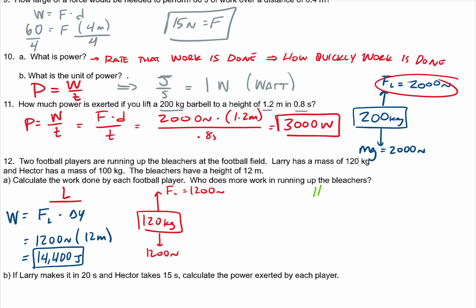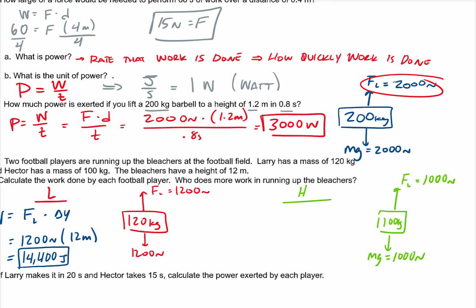Then if we look over at Hector, Hector has a mass of 100 kilograms, so his weight is 1,000 newtons, and Hector's lifting force is also 1,000 newtons. That's how much it's going to take to lift up. So if we're looking at Hector here, his work is going to be his lift force, 1,000 newtons, times 12 meters. That's how high he's going. So his work is 12,000 newtons. I'm sorry, 12,000 joules.